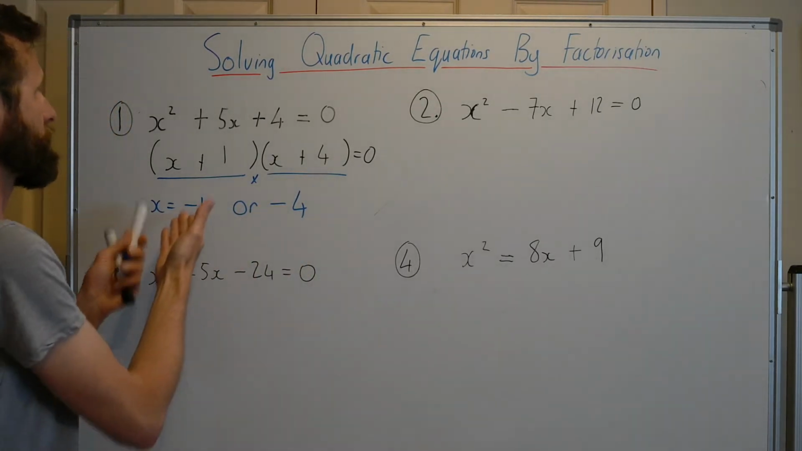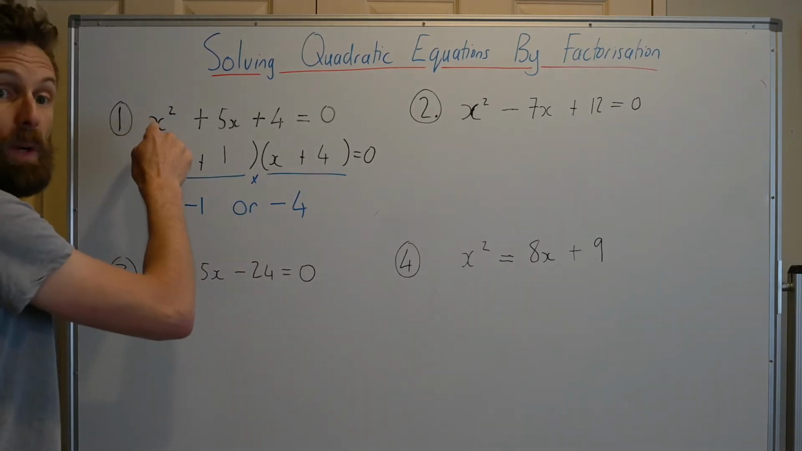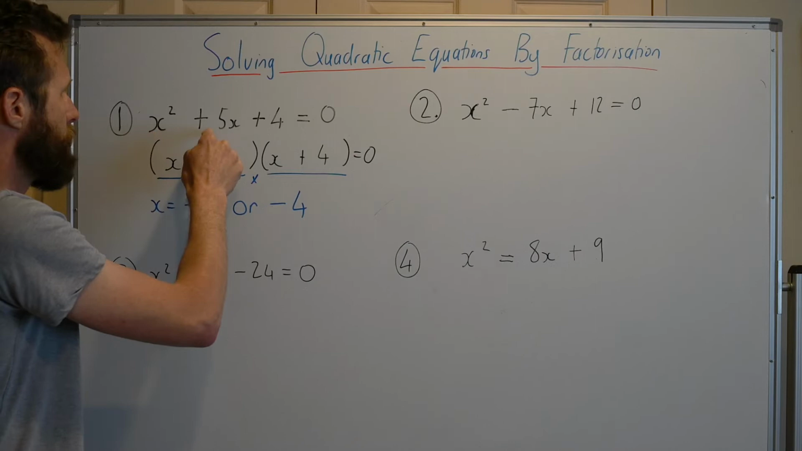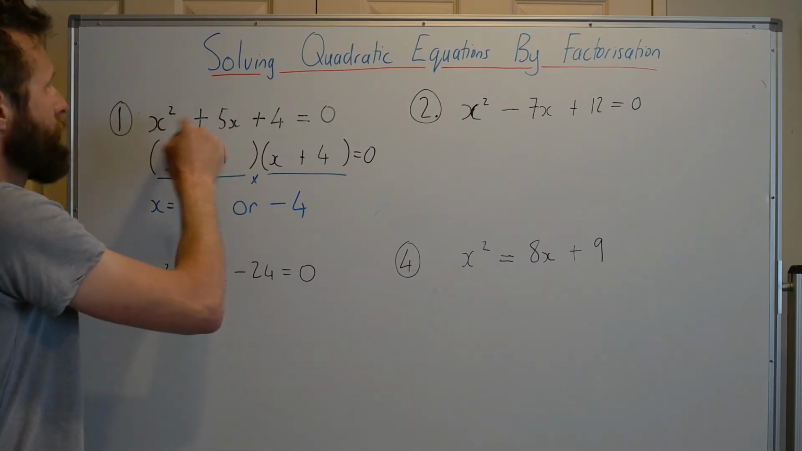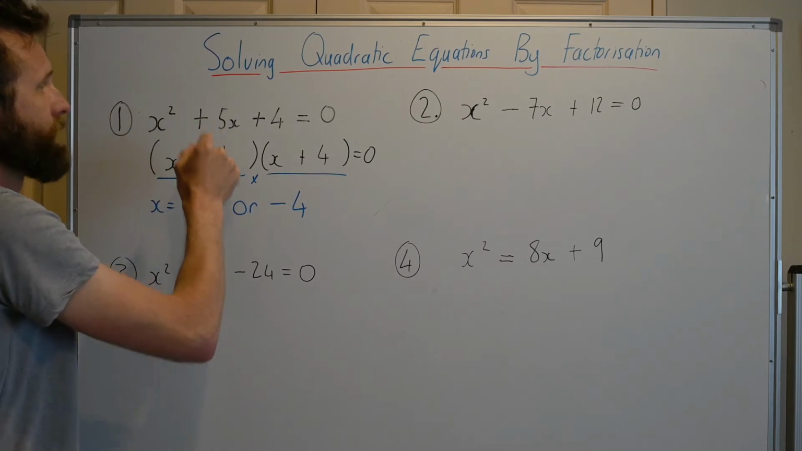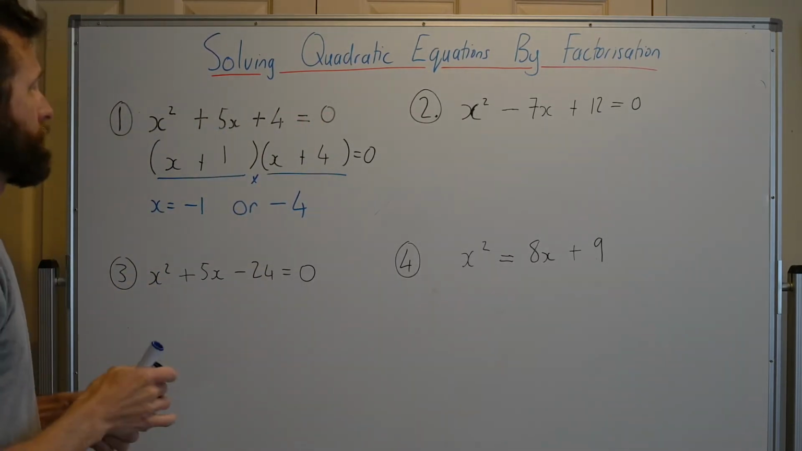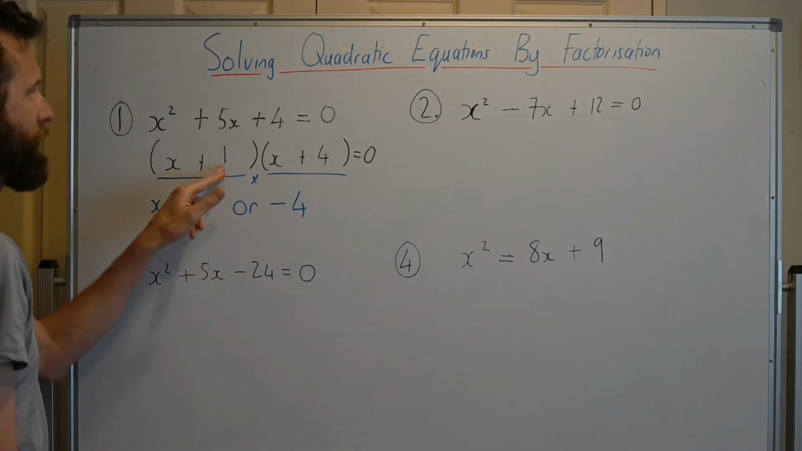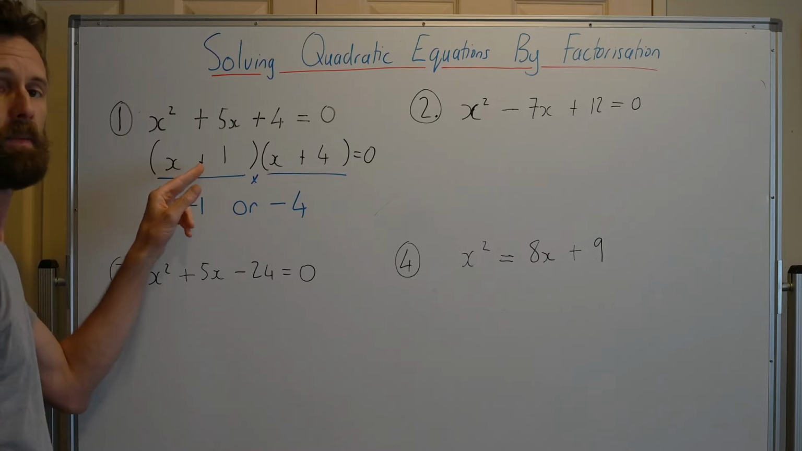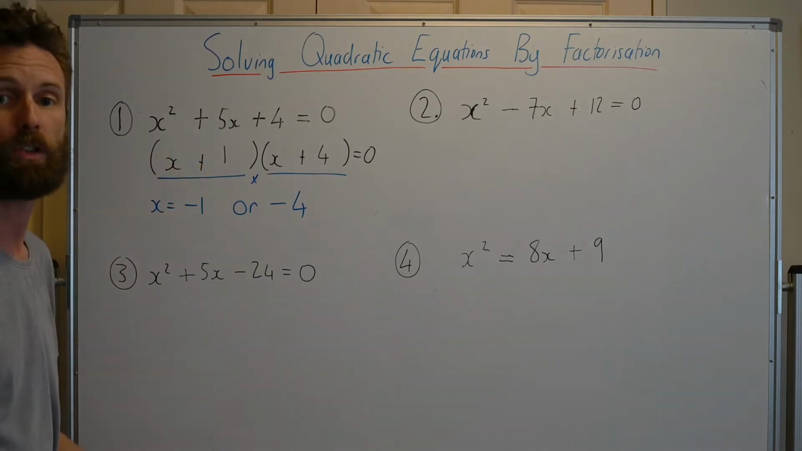So the solutions to this equation are minus 1 or minus 4. And you can chuck it in here. Let's say minus 1 squared is 1. 5 times minus 1 is minus 5. 1 plus 4 is 5. Minus 5 is 0. And the same would work with minus 4 as well. So essentially, when you're factorised, you look at this number here and its sign. You change the sign and write that number, and that'll be one of the solutions.